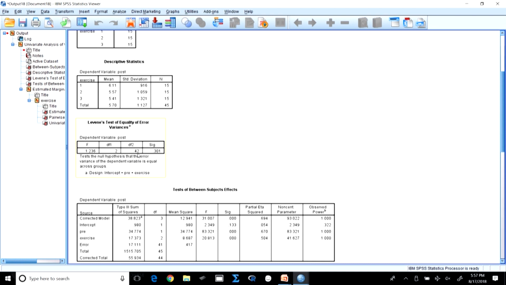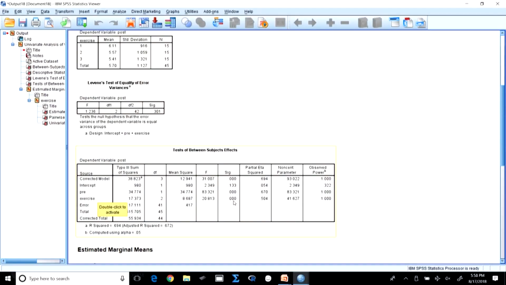So, this null hypothesis has been accepted in this case because it is greater than 0.05, right. Had it been less than 0.05, you would have rejected the null hypothesis and said that well, the variance among the groups is not same or not equal, right. Then let us come to the test of between subject effects.